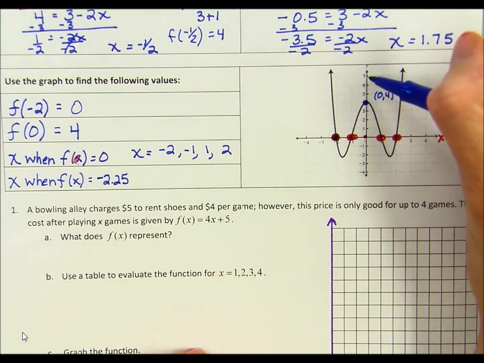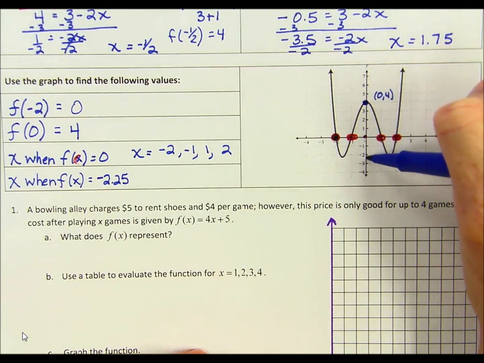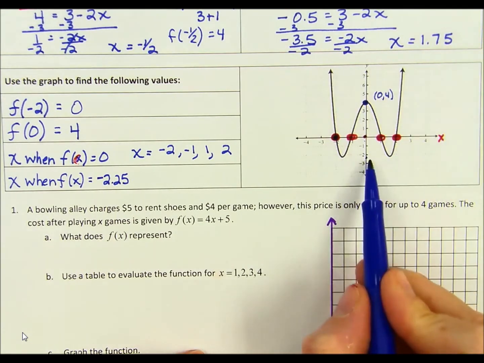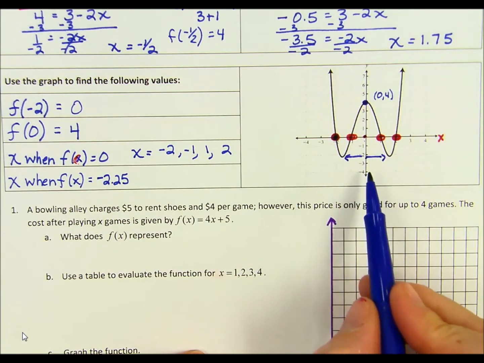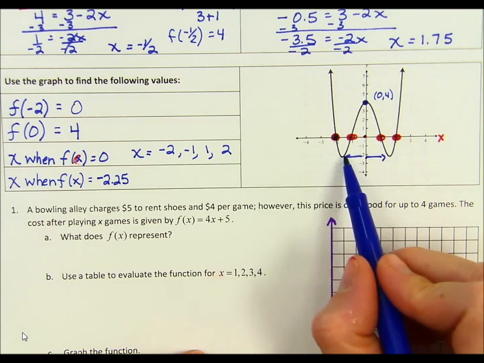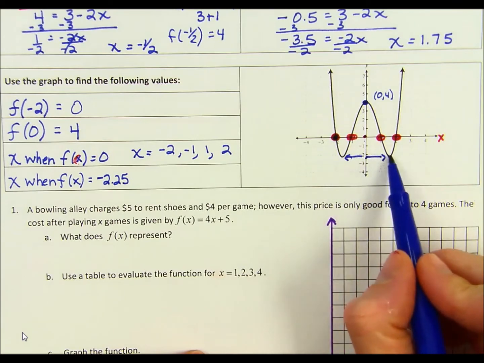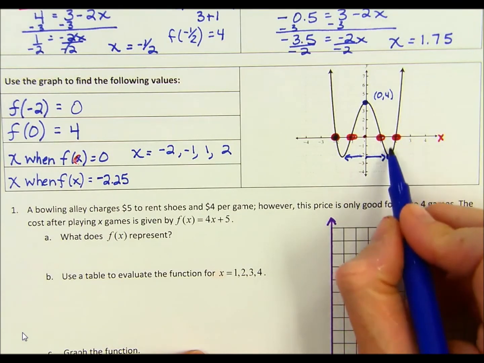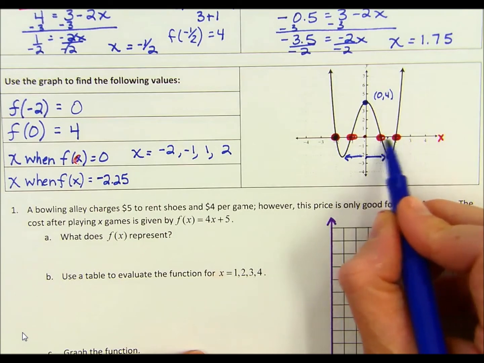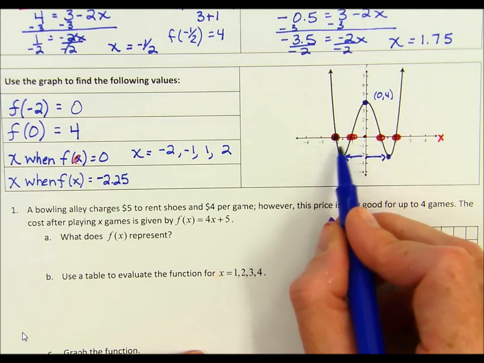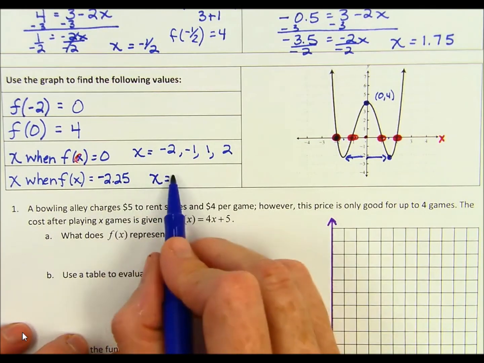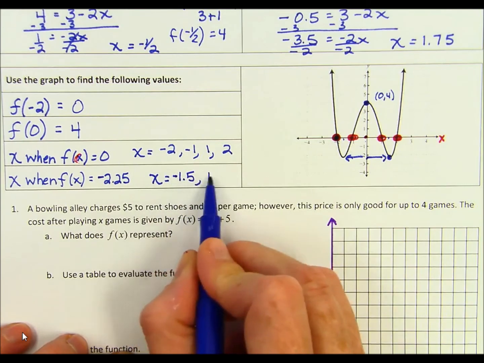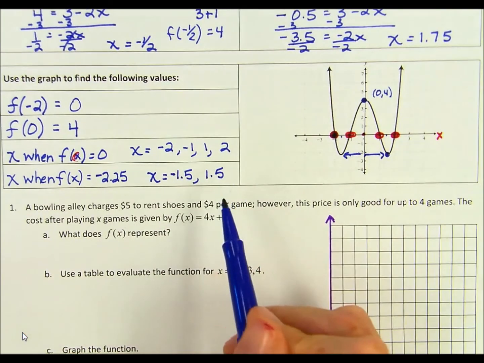So we go to the f of x here, and we go to negative 2.25, which is right here. So there's one here, and there's one here. Now, that's the output. What input gave me this output right here? So I look here, and I would guesstimate that that is about positive 1.5, and this one here is negative 1.5. So the input that gave me this output is negative 1.5 and 1.5.